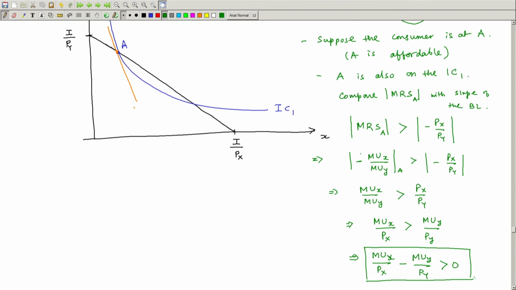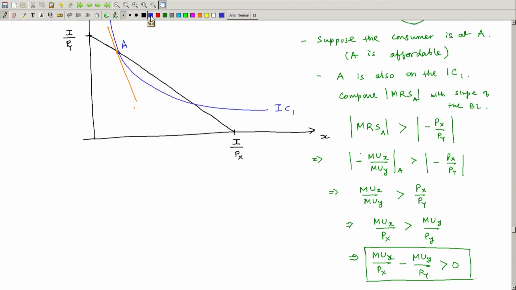So what did we learn? When we compared the slope of the indifference curve at A with the slope of the budget line, it turns out that the absolute value of MRS is greater than Px upon Py, and this algebraic manipulation is going to give me MUx upon Px minus MUy by Py is greater than 0.